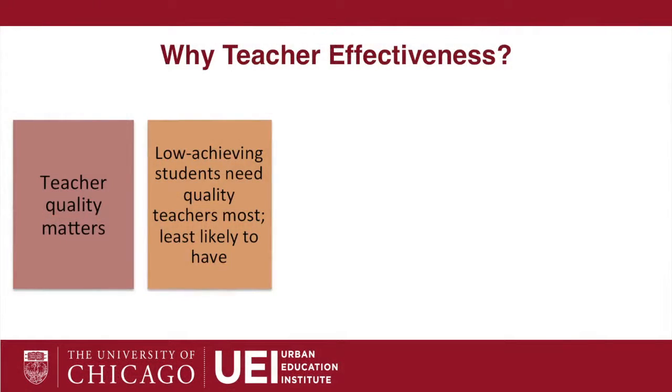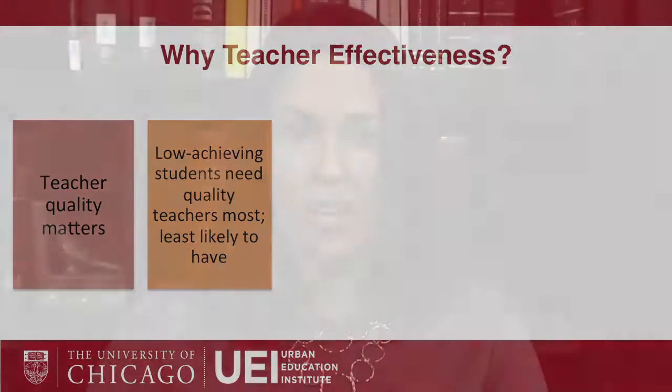So is it the number of years that they've been teaching? Is it their background? Is it how much content knowledge they have? But overall, the research suggests that for low-achieving students and for students of color, low-income students of color, that high-quality teaching really does matter in terms of their outcomes.